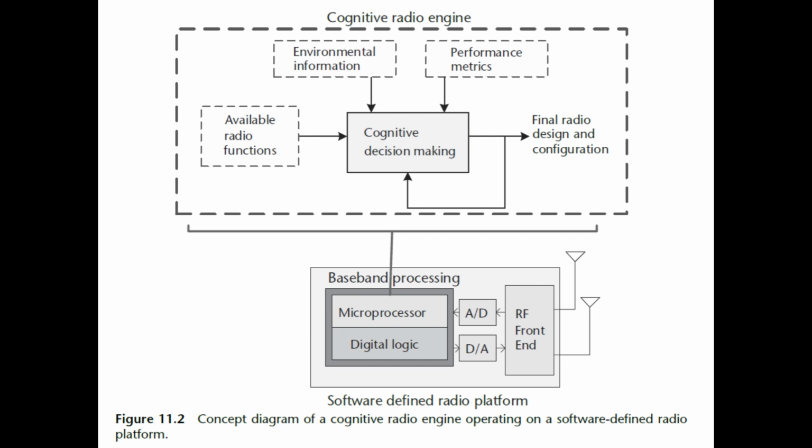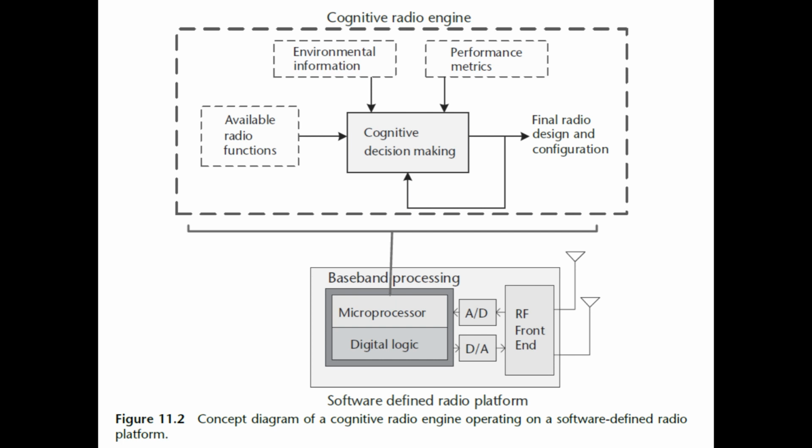Software-defined radio, SDR, platform. The lower part of the diagram is the SDR platform, which implements the configurations decided by the cognitive radio engine. This platform consists of several components. Baseband processing. This section includes the core processing elements that handle the baseband signal processing tasks. It comprises 2 main parts. Microprocessor, a general-purpose processor that runs the software controlling the radio functions. Digital logic, specialized hardware for performing high-speed digital signal processing tasks.